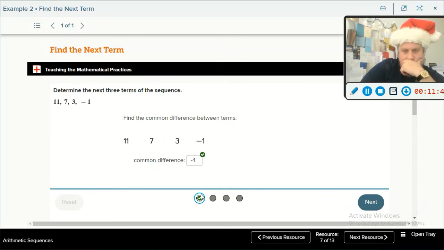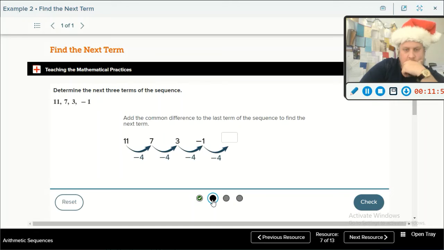We got it? All right. Add the common difference to the last term. So what's it going to end up being? Minus 4 is going to get us to minus 5. And then minus 4 is going to get us to minus 9.